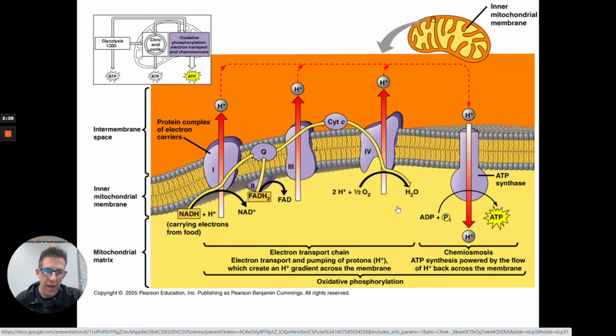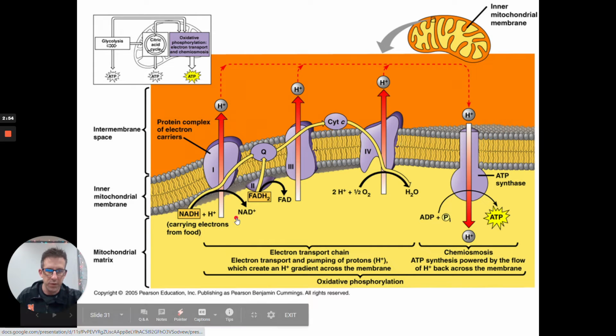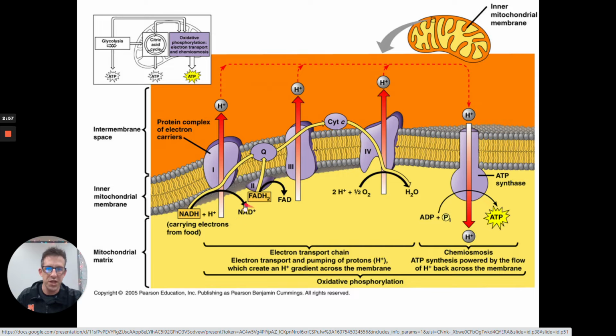But this process will not happen if there is no oxygen. If there's no oxygen, there's nothing that those electrons are going to be drawn to. The oxygen is so electronegative that it will basically just suck those electrons right off of NADH, and more or less suck them all the way through the electron transport chain. That's a way that you can think of it, okay? And as a result, we see that NAD+ is regenerated.